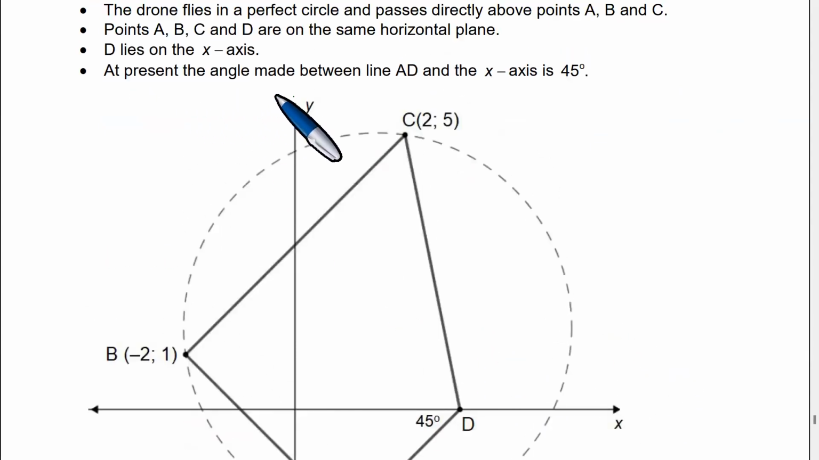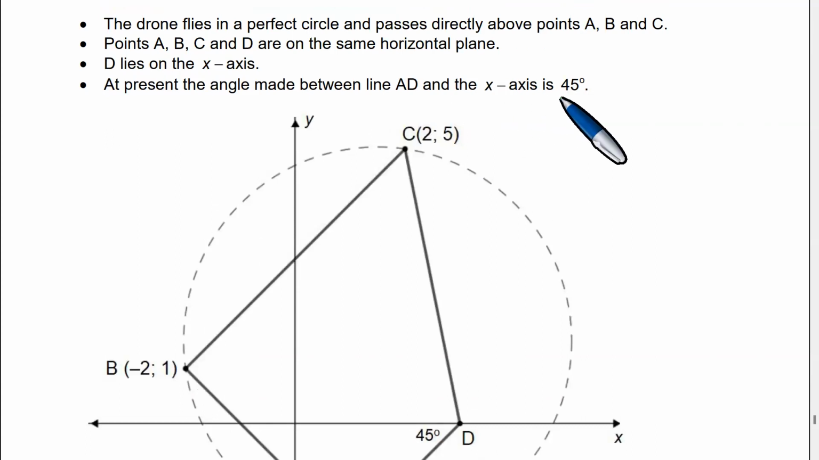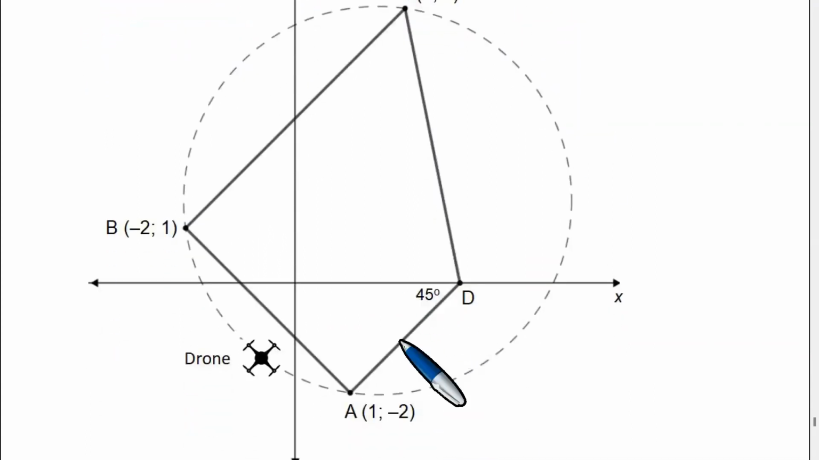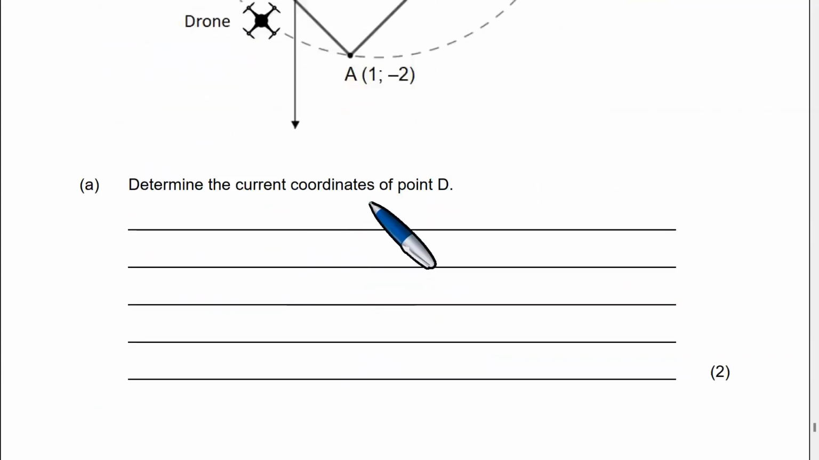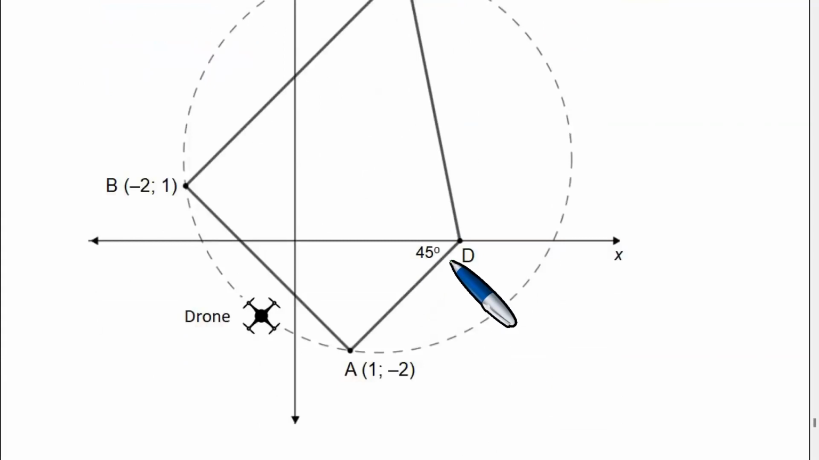At present, the angle between the line AD and the x-axis is 45 degrees. Okay, 45 degrees is here. Determine the current coordinates of point D. Let's find the coordinates of point D. What are the coordinates of this point?